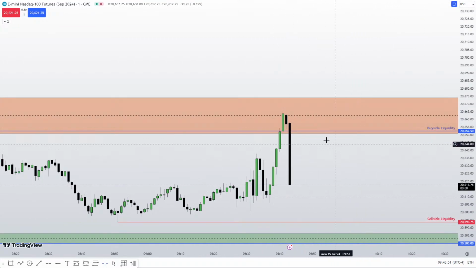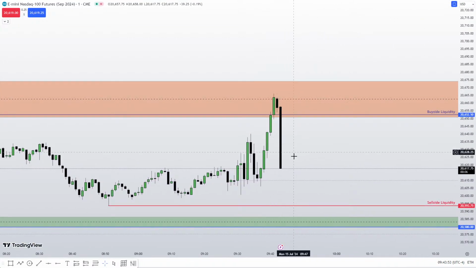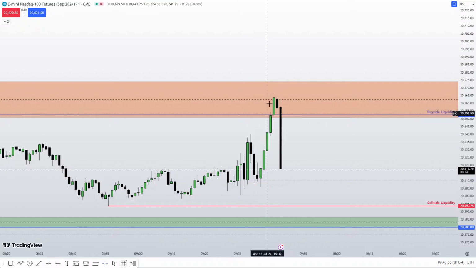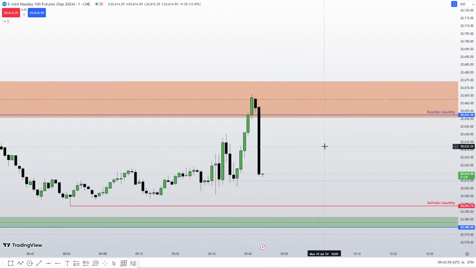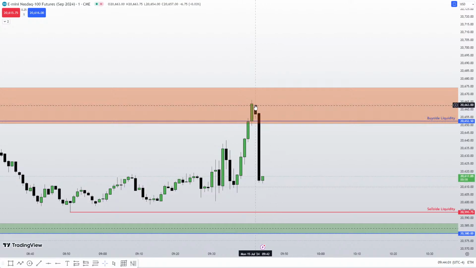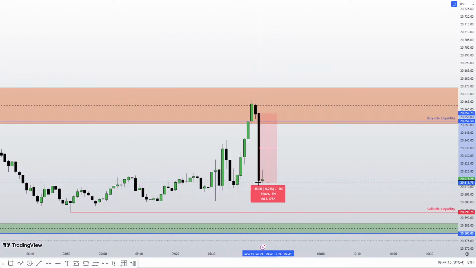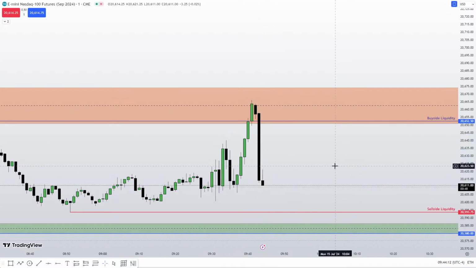See the reaction. Damn. That's what I was talking about, that this is just a Judas swing. This is the false move. The BPR CE got respected here, and a huge candle. This is approximately 45 candles on NASDAQ. That is a big thing without any news.